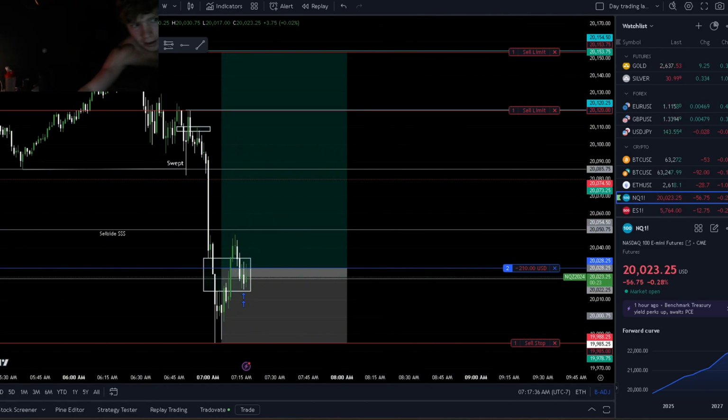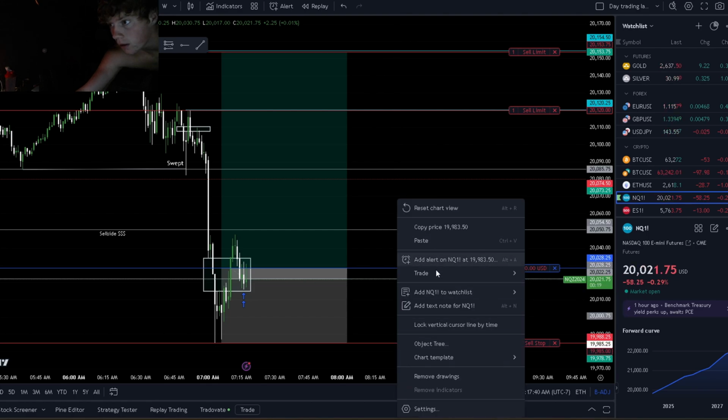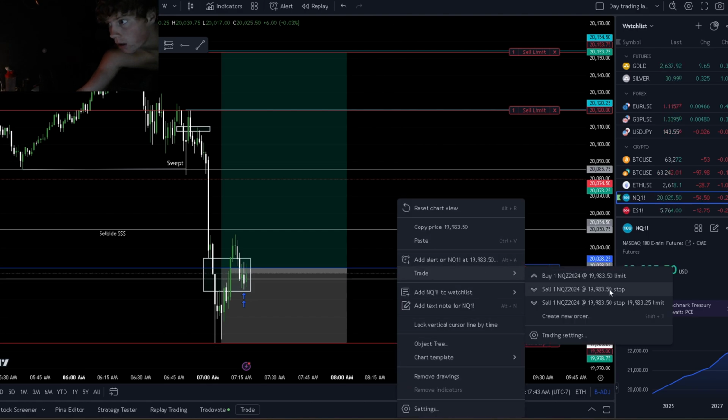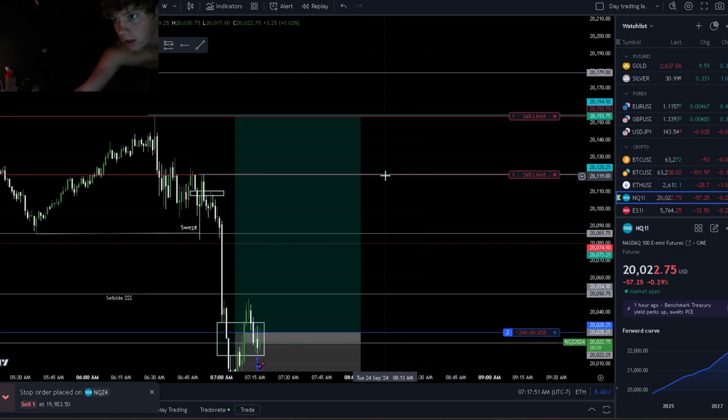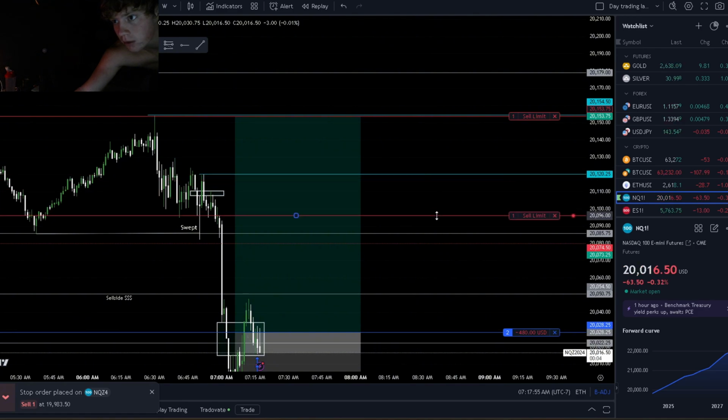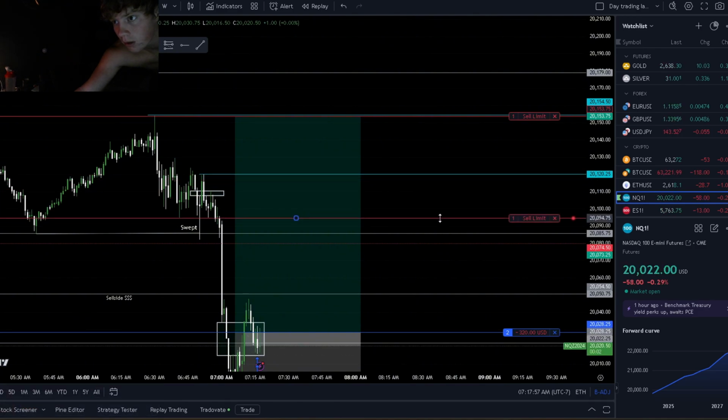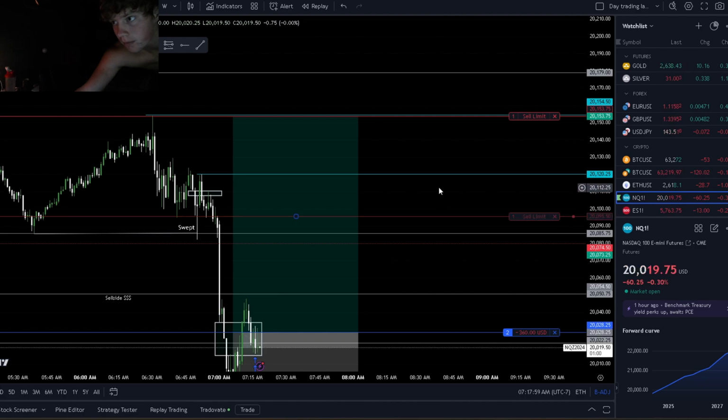Hold on, I forgot to add a second stop down here. There we go. Two stops. We have two contracts on here. One TP is at these highs, second TP is at these highs, but I'm gonna move this TP down to the breaker block. Not breaker block, order block of this.